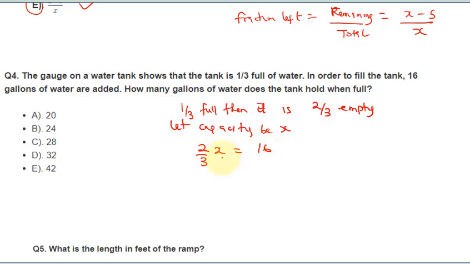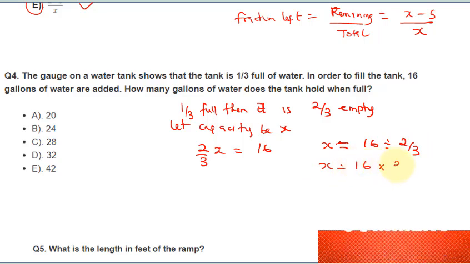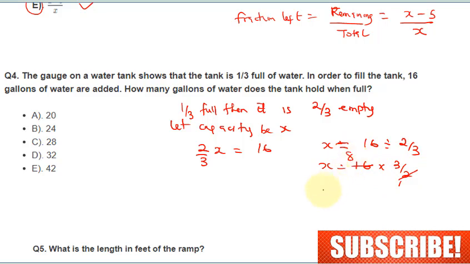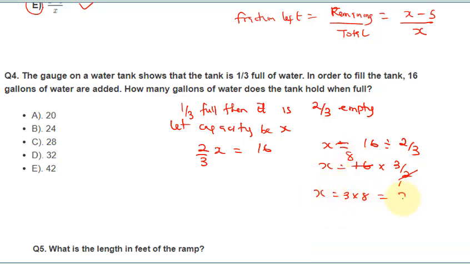That's 16. So from here, in order to get the capacity, we're going to say X is going to be 16 divided by 2/3. Therefore X is going to be 16 multiplied by 3/2. 2 here, it's 1, 2 here, it's going to give us 8, and X will be 3 times 8, and that's going to give us 24. So when it's filled up, it's going to be 24, and 24 is the correct answer.